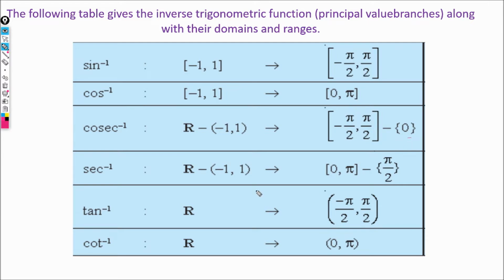The domain of sec inverse function is R minus the open interval -1, 1 and its principal value branch is the closed interval 0, pi minus {pi/2}. The domain of tan inverse function is the set of real numbers and its principal value branch is the open interval -pi/2, pi/2. The domain of cot inverse function is the set of real numbers and its principal value branch is the open interval 0, pi.